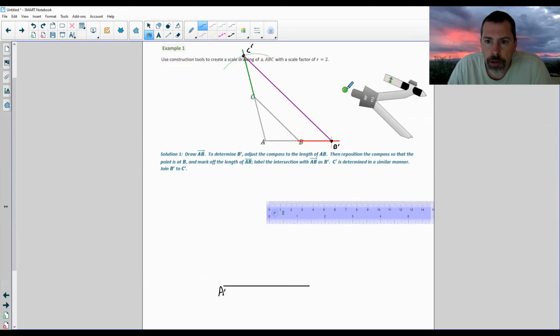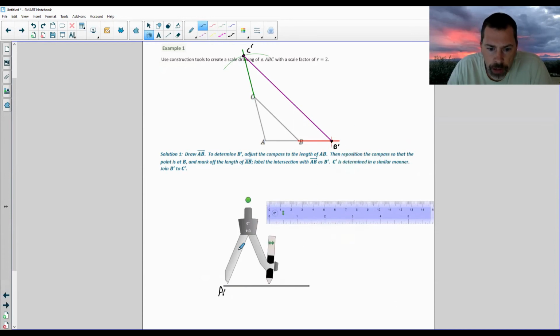I then take my compass and put it on A prime.